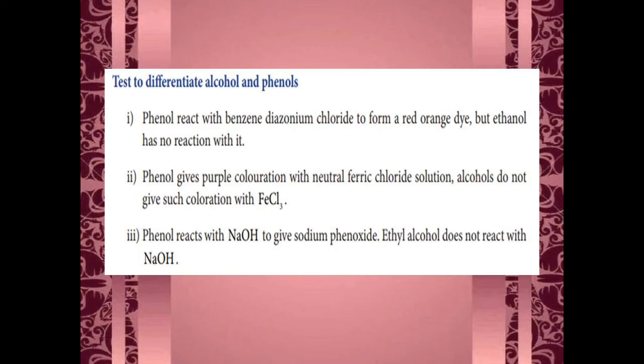Differentiation between alcohol and phenol. Phenol reacts with benzene diazonium chloride. It gives a red orange dye. But when ethanol reacts with benzene diazonium chloride, it does not give any coloration or dye. The second one, when phenol reacts with neutral ferric chloride solution, it gives a purple color. In the same way, alcohol reacting with ferric chloride does not give any coloration. The third one, phenol reacts with sodium hydroxide and gives sodium phenoxide. But ethyl alcohol does not react with sodium hydroxide.